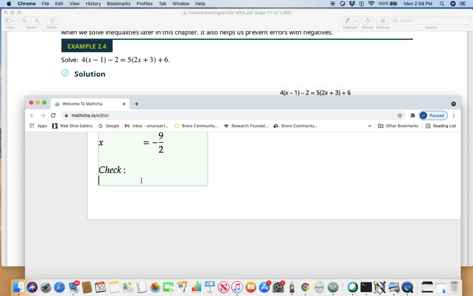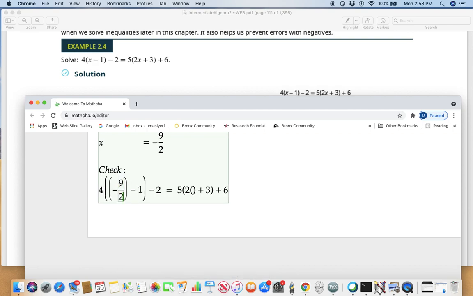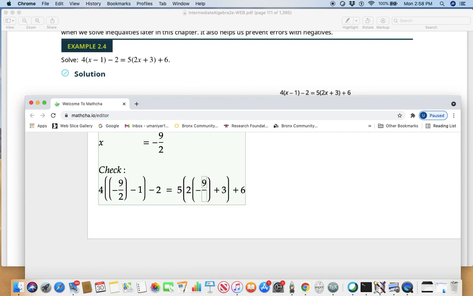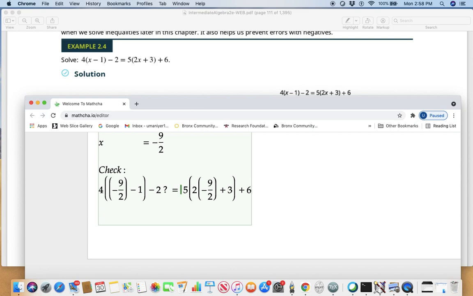Okay. Wherever you see x, place parentheses first. This is negative 9 over 2. This is negative 9 over 2. All right. Now, how do I simplify? The question is, this is about checking, so don't forget it's a question mark. We don't know whether the two sides are equal. So let's simplify the left-hand side. Parentheses first. Okay. You need common denominator, which is a 2.